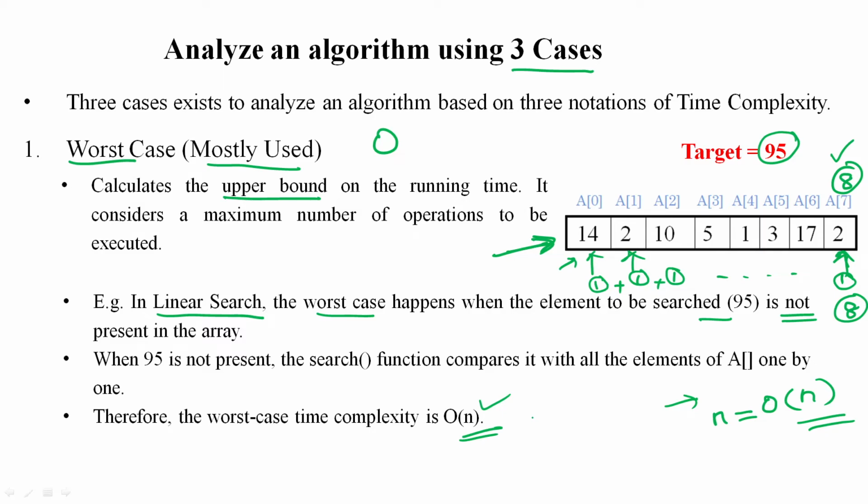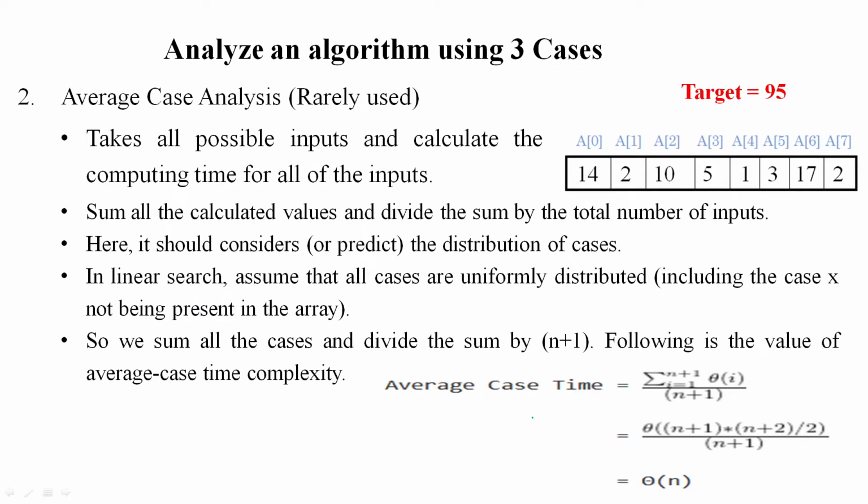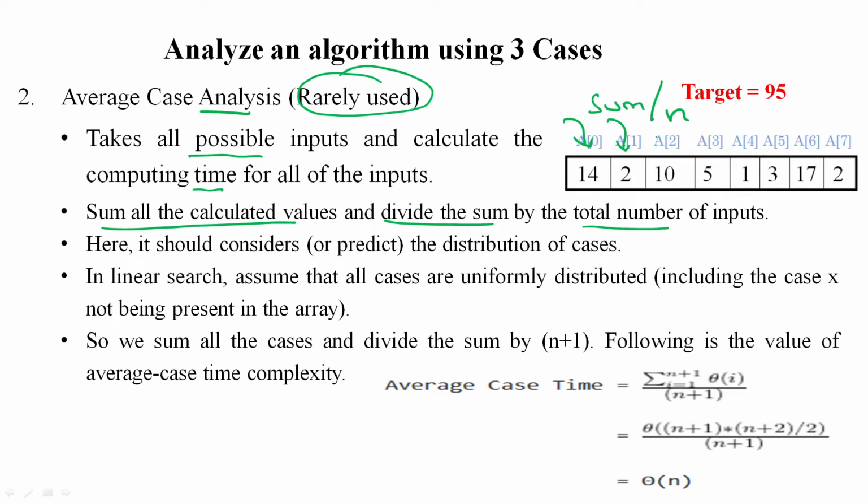In this case, n number of elements are checked in the given array, which consumes order of n time. Second one, average case analysis. This is used rarely. Here it will take all the possible inputs and calculate the computing time for all the inputs. It will sum it, and after summing all the calculated values, divide that sum by the total number of inputs. Sum divided by n.